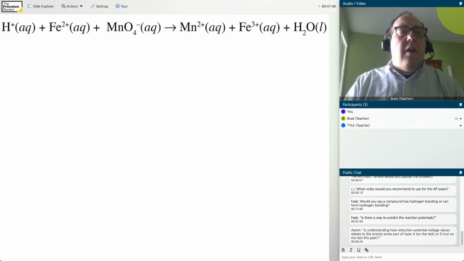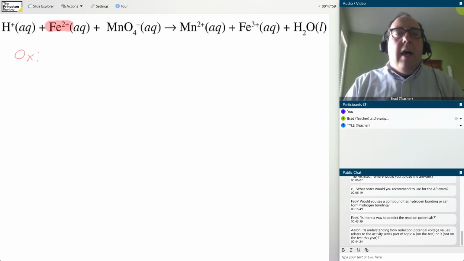So let's go ahead and figure that out here on my slide. First thing I'm going to do is figure out the oxidation half reaction. I have to dig a little bit. I have to assign some oxidation states potentially, but iron 2 plus on the left here gets converted to iron 3 plus on the right. That's an increase in your oxidation state. It lost electrons, so that is going to be my oxidation reaction.